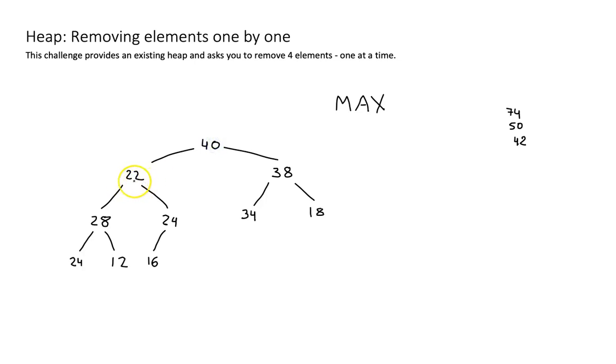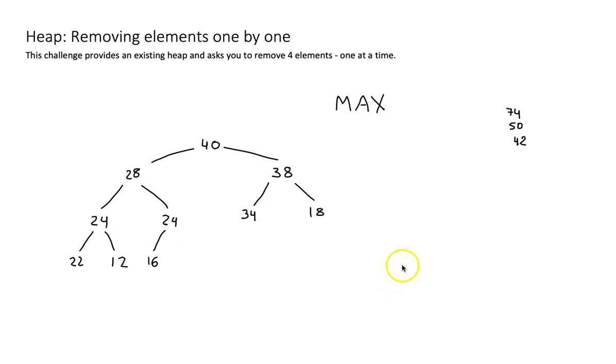I'm not done sinking. I double check. We're not done sinking. 28 is bigger than 22, so 22 is going to sink and 28 comes up. And again, I'm going to check, am I done sinking? I'm not done sinking yet because 24 is bigger than 22, so 22 keeps sinking and 24 comes up.